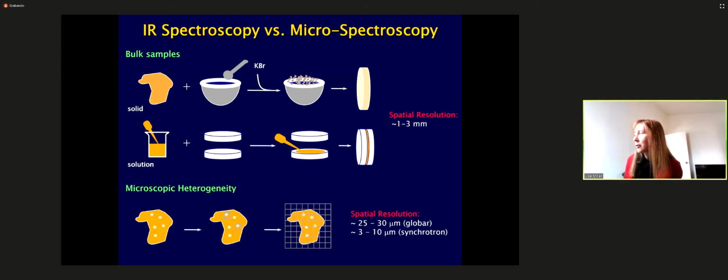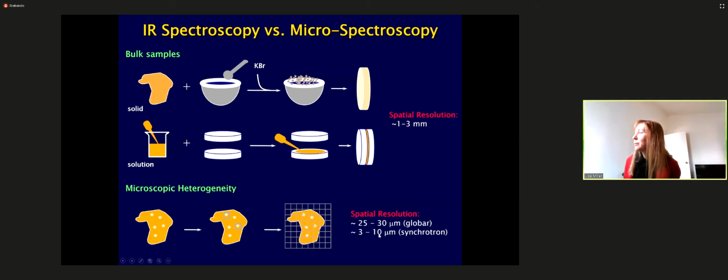There are great thermal sources out there called glow bars. But the spatial resolution is limited with the glow bar. So you can get down to 20 to 30 micron spatial resolution. However, if you want to improve that, traditionally, for traditional infrared microspectroscopy, you can get down to the diffraction limit, which is about 2 to 10 microns. Or you can do nano IR. That's a brand new technique out there where you can get all the way down to the nanoscale, using an AFM IR type technique, which I can talk about a little bit later.